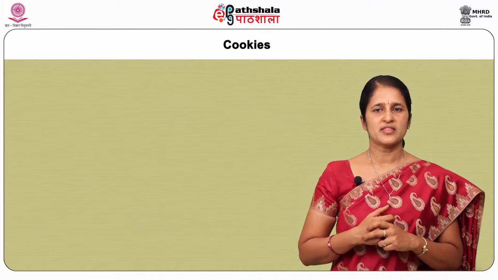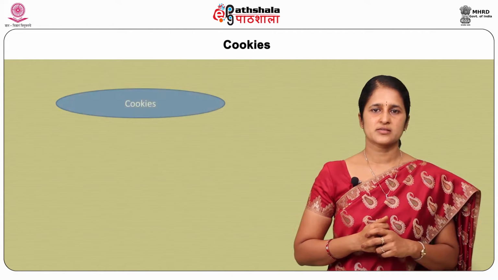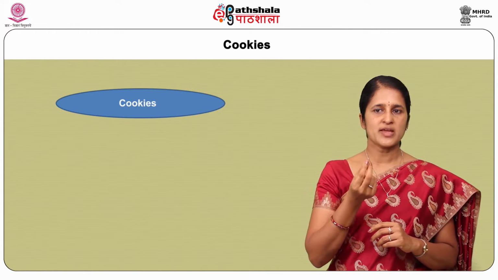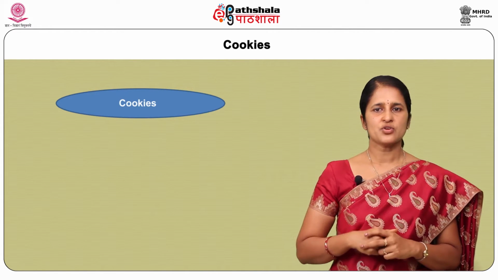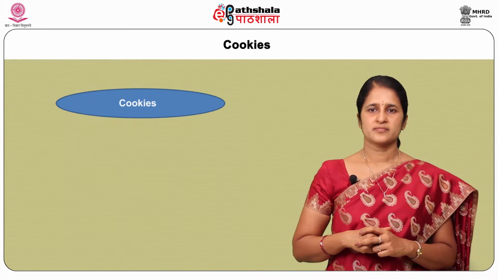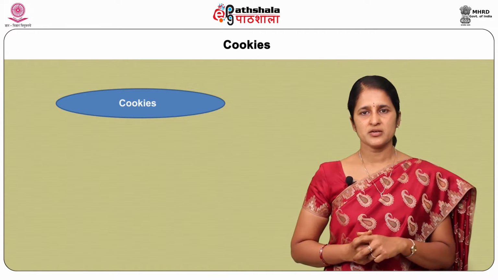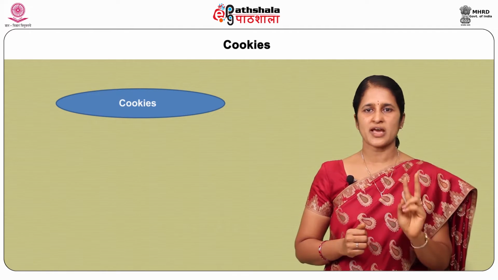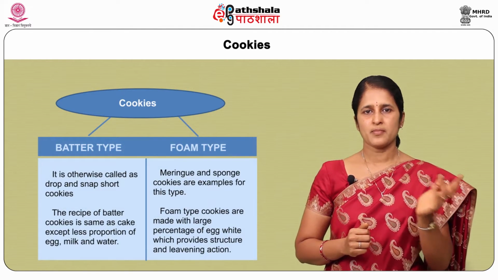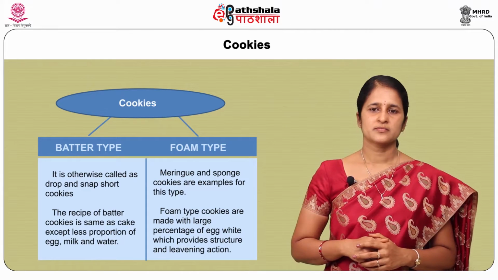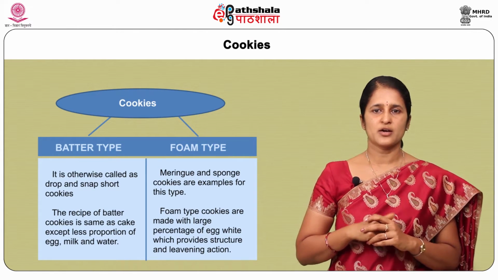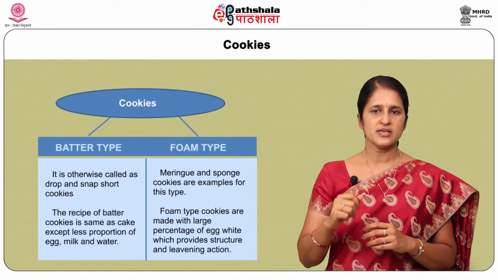Let us learn the method of preparation of cookies. Cookies are referred to as small sweet cakes. In our country, they are known as biscuits. According to the recipe adopted and the mixing method, cookies can be classified into two types: the batter type and the foam type cookies. The batter type cookies are otherwise called drop and snap cookies.